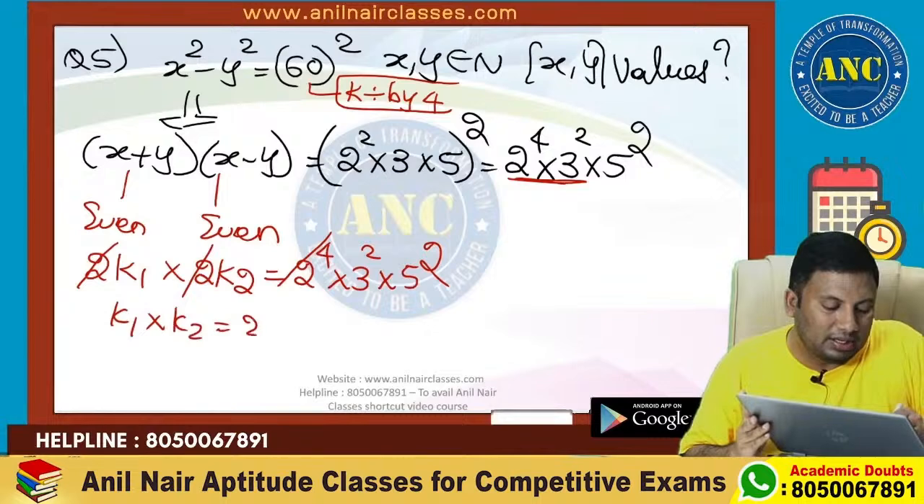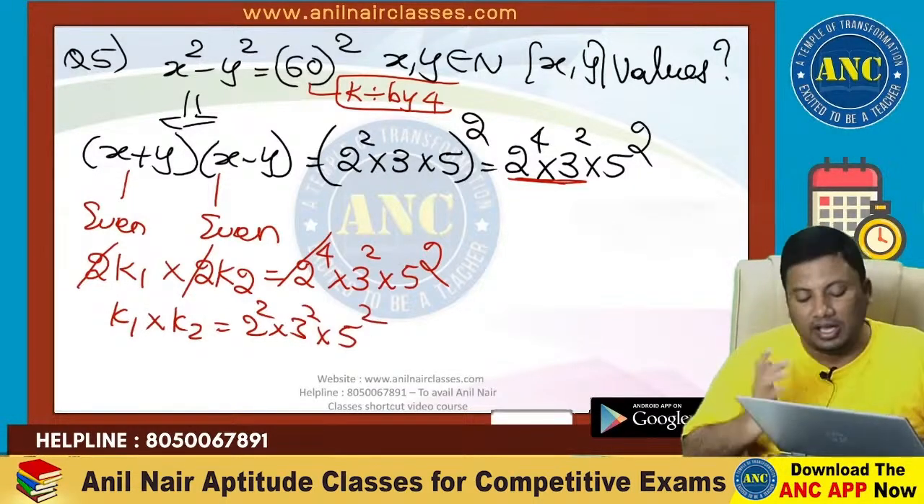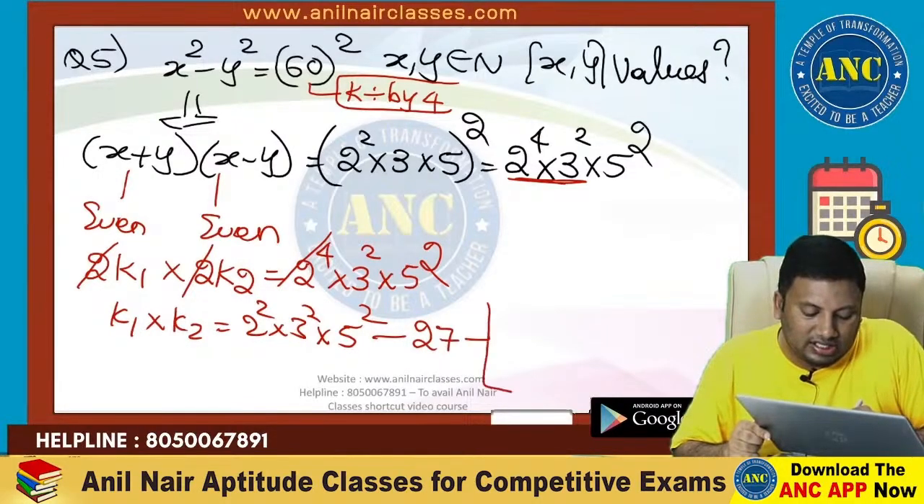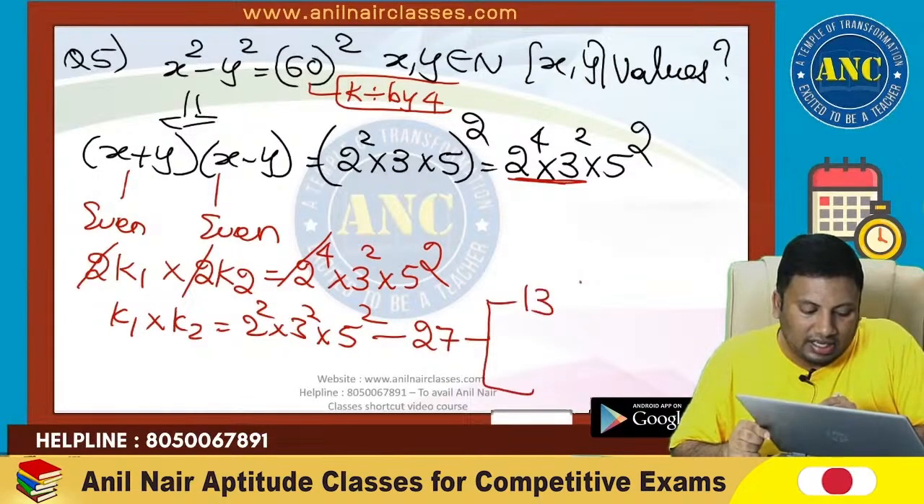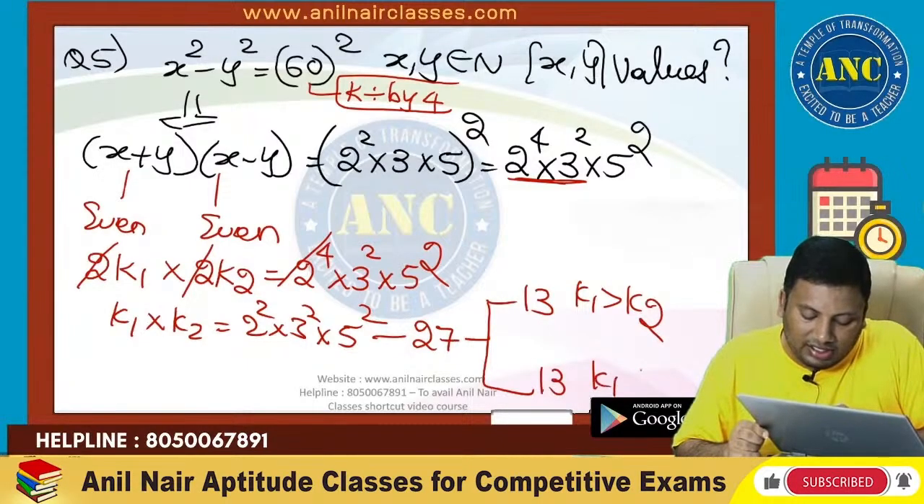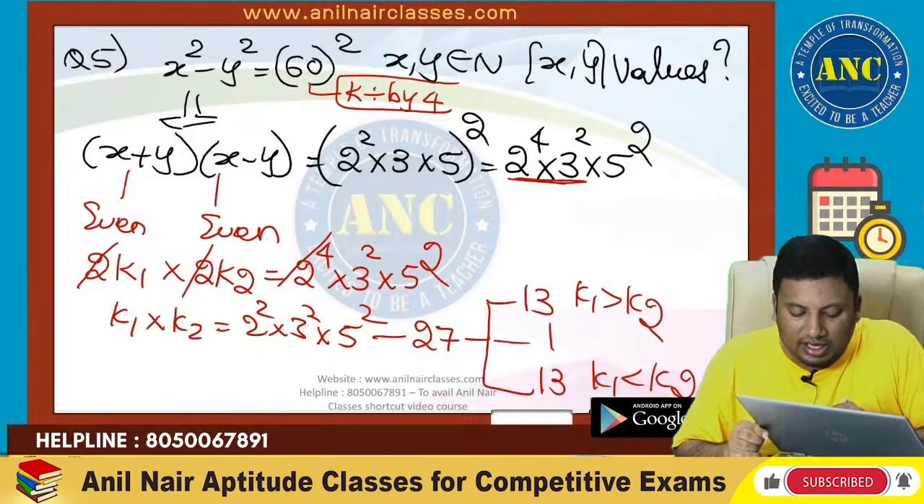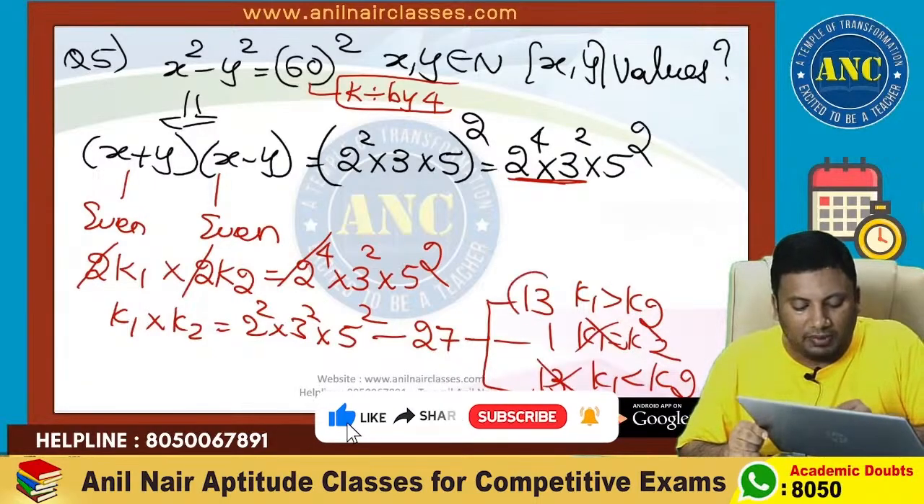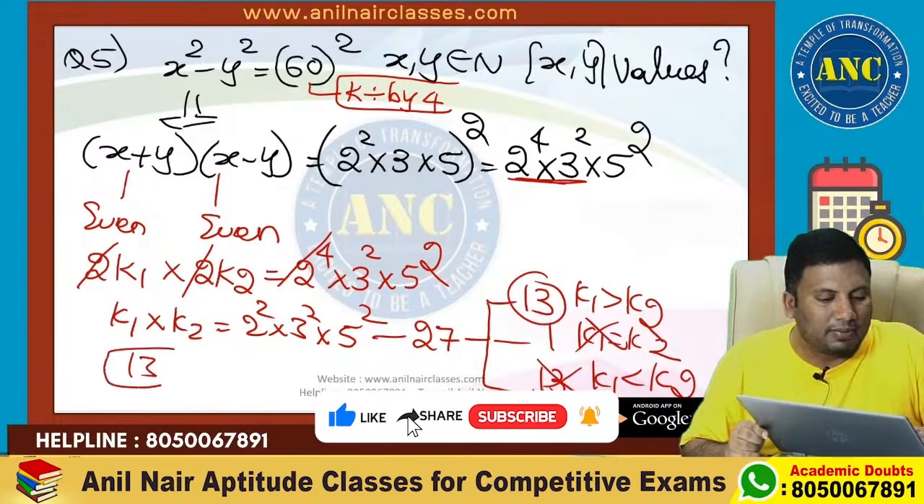It is nothing but 2 square into 3 square into 5 square. Now you know how to solve. 3 into 3 into 3, 27. 13 cases k1 greater than k2, 13 cases k1 less than k2, one case k1 equivalent to k2. These both are eliminated. Answer is nothing but 13.